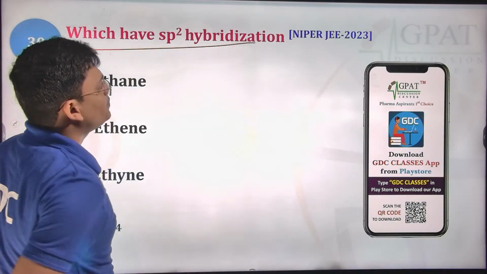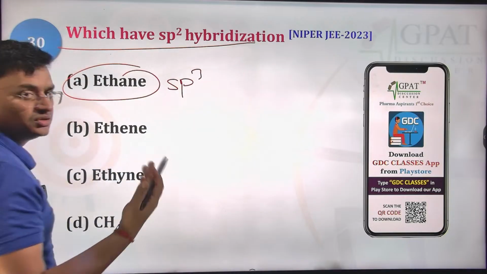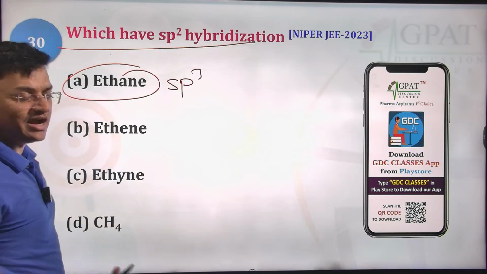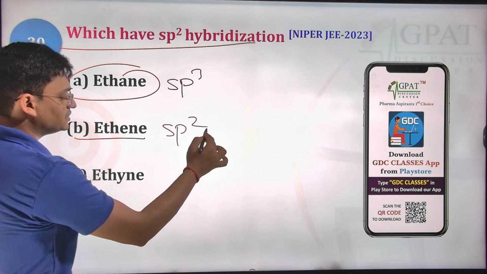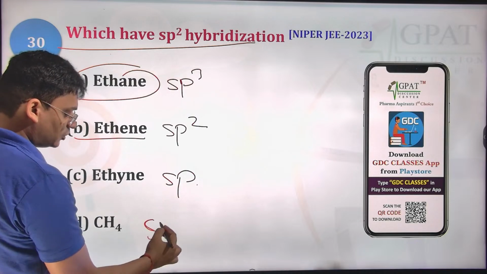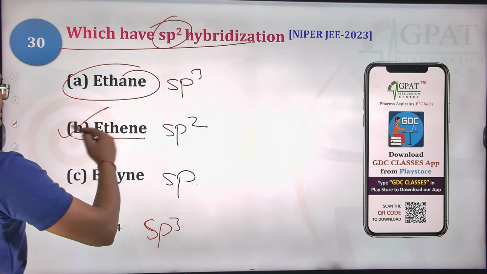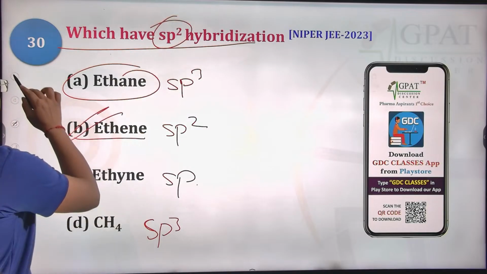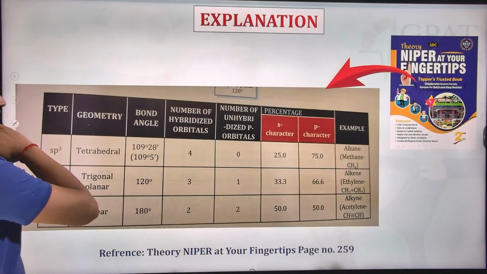Which have sp2 hybridization? Ethane has sp3 hybridization, both carbons are sp3, just single bonds. Ethene has sp2 hybridization. Ethyne has sp hybridization. Methane is also sp3. So sp2 belongs to the alkenes, that is ethene. So yes, B is the correct answer.